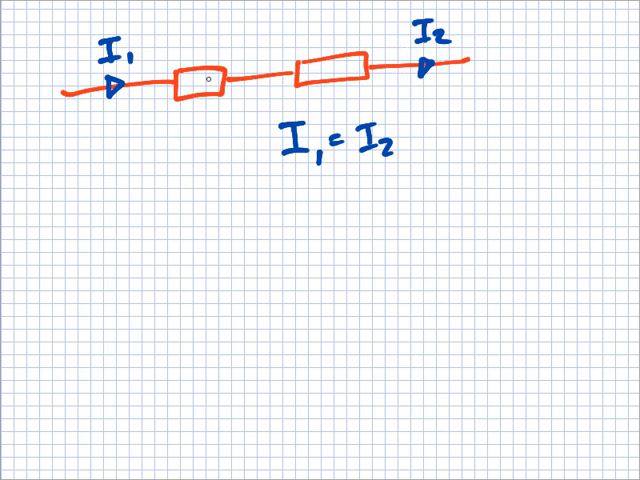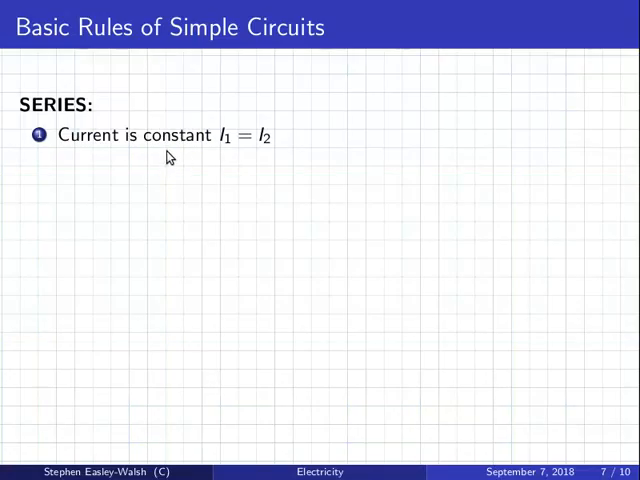Because remember, resistors only change the voltage. They don't change the current. They reduce the voltage. Okay, so that's the first rule. Current is constant. I1 equals I2. Okay, so if you can write that down. Got that?